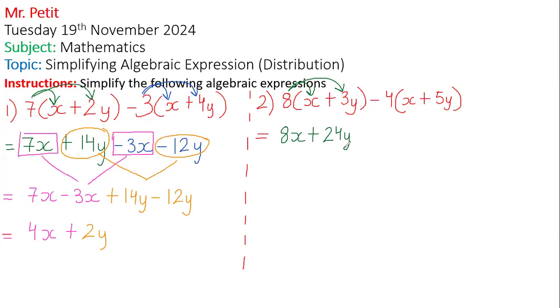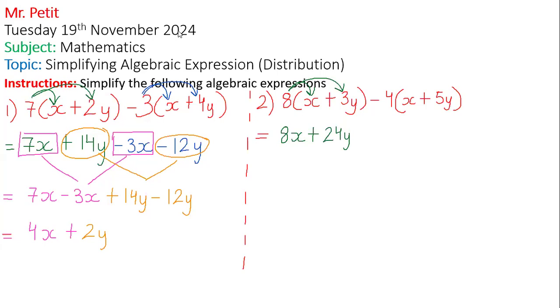Jeremiah Rule, are you there? What is 8 times x? No, 8 times x is 8x. You see that? What is 8 times 3? 24. So let's try it again. What is 8 times x? 8x. And what is 8 times 3? 24. Very good. So it's 8x plus 24y.